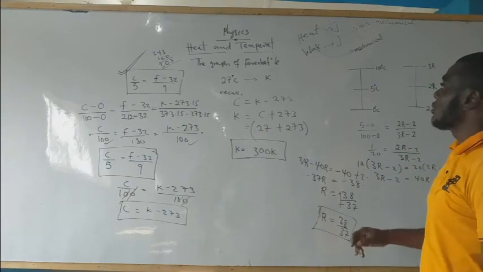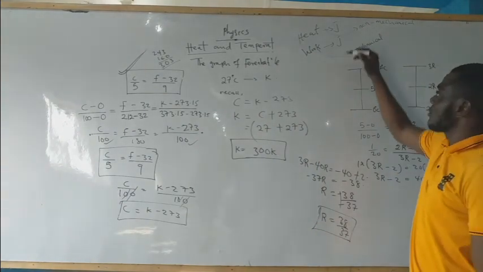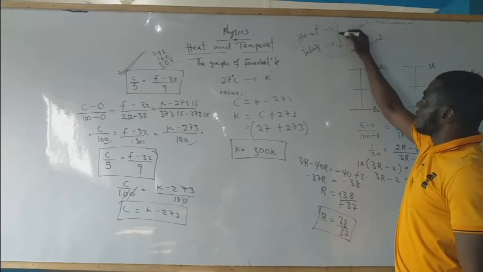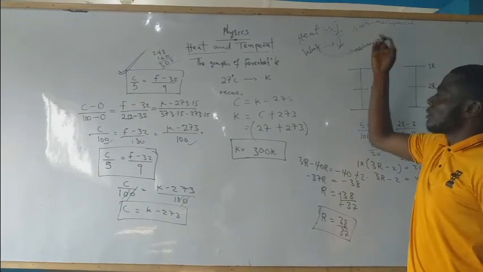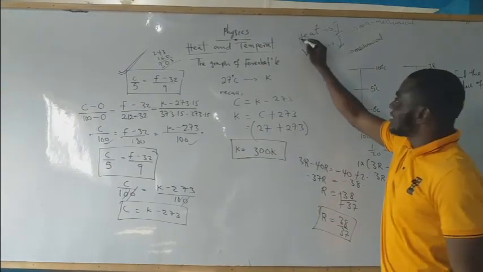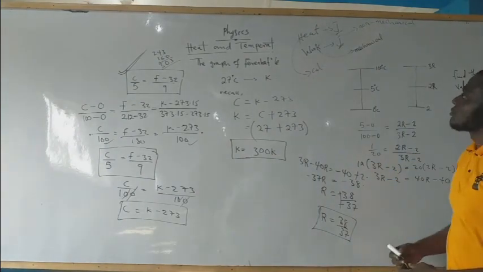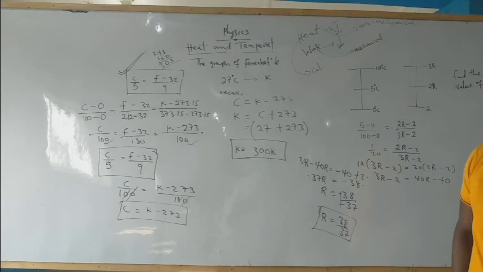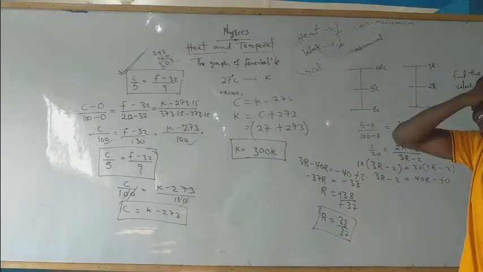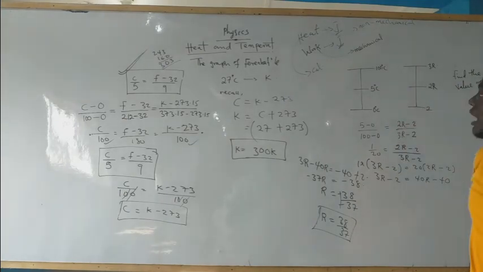They have the same units. Heat is measured in joules, or in calorie. Calorimeter is the instrument used to measure heat. Take note. It is also measured in calorie.